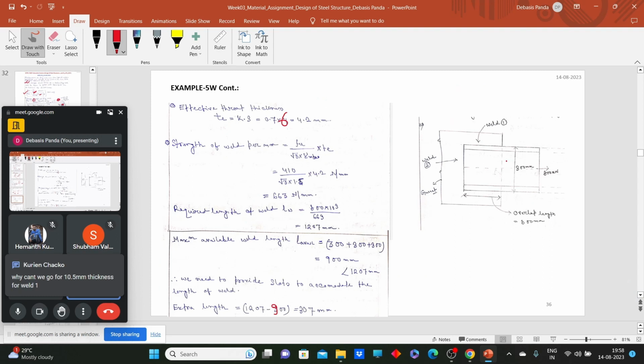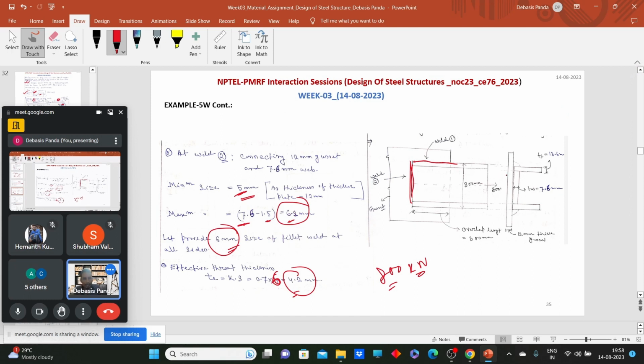Okay, why can't we go for 10.5 mm thickness for weld 1? What I said, first we will try to provide a uniform size throughout the three sides. Yes, you can consider different thickness for here and different thickness for here also, but first as a designer, try to provide a uniform thickness, so that when this is installed on the site, the uniformity should be maintained.